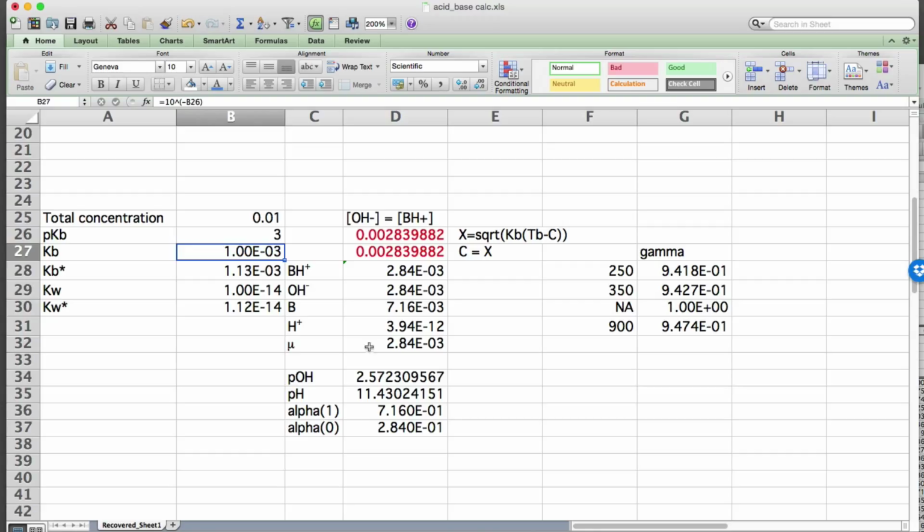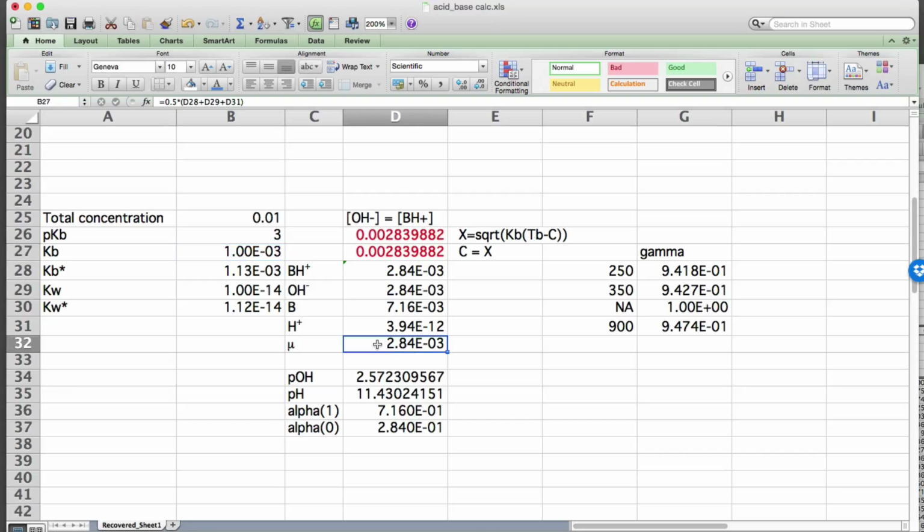And notice now that our ionic strength is now considerably bigger. It's on the order of 2 millimolar because of the increased dissociation due to the increased strength of the weak base. So again, this is an example of doing a weak base problem with activity coefficient corrections.